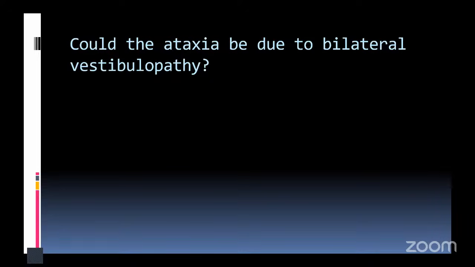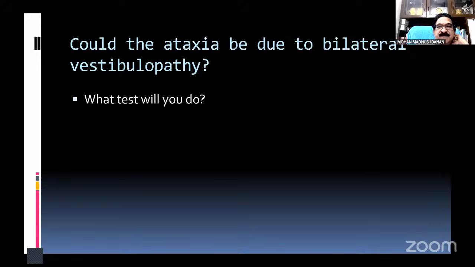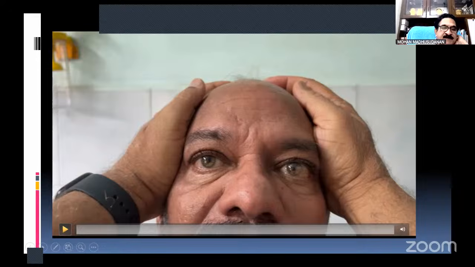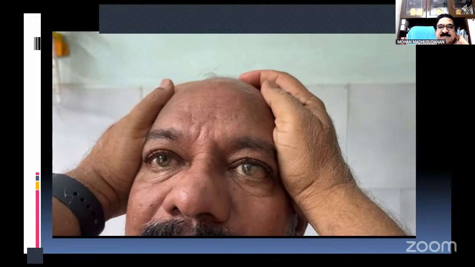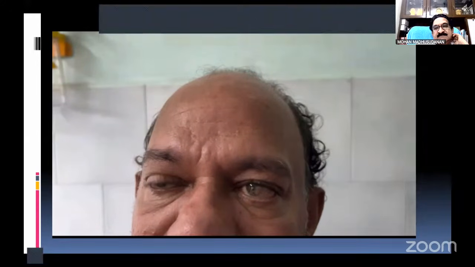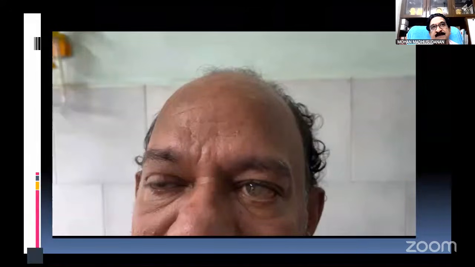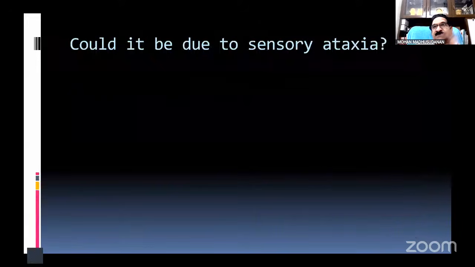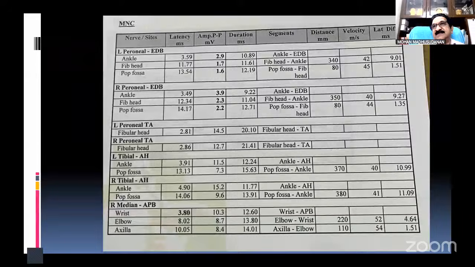Head impulse test. Okay, so head impulse test. This head impulse test was done. I'll show you. It is negative. Head impulse is normal. There is no evidence of any bilateral vestibulopathy. So one thing we excluded: bilateral vestibulopathy as the cause of ataxia. So next question: could it be sensory ataxia? If you want to rule that out, then NCS. This is NCS.